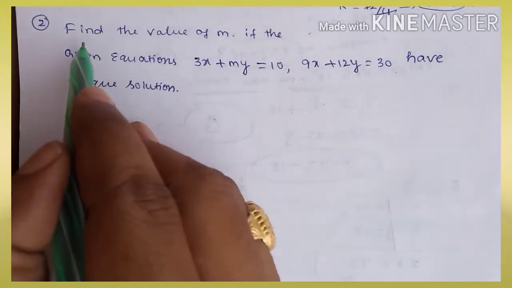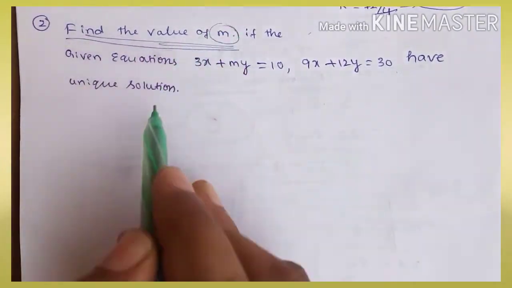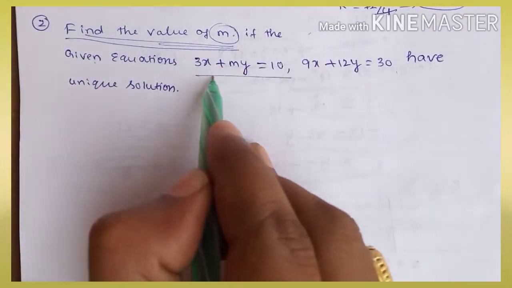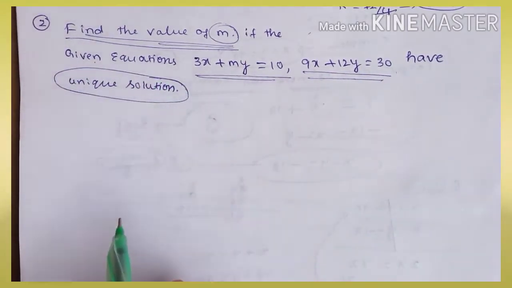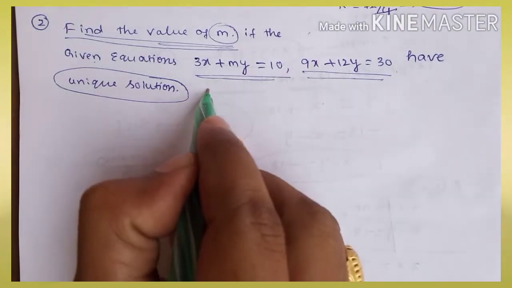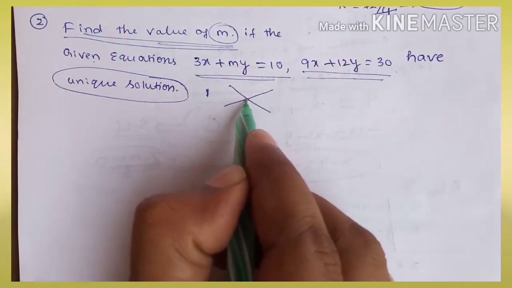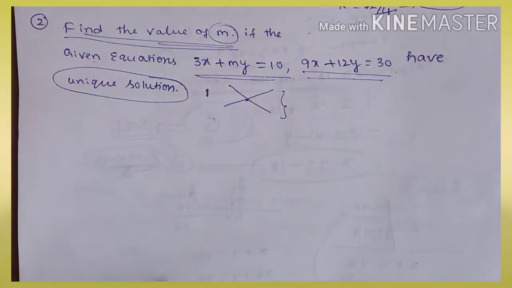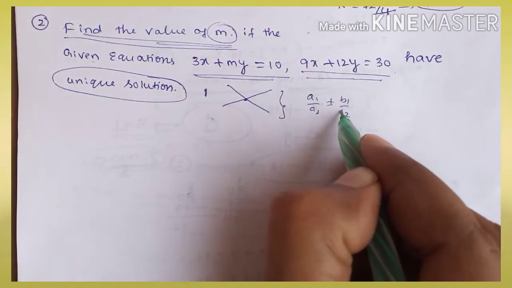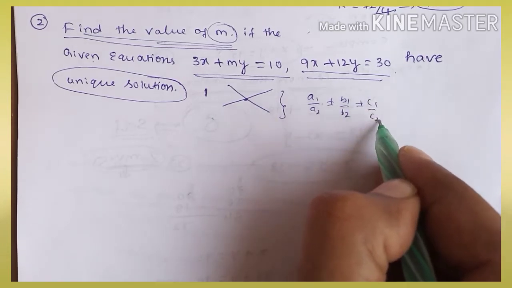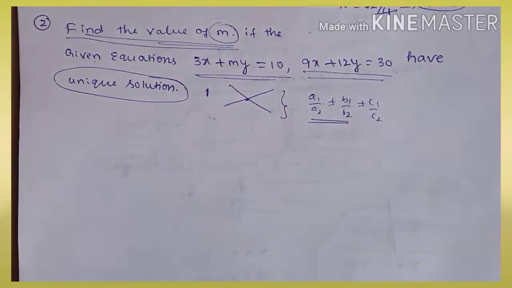Now the problem here: find the value of m for the given equations. This is the first equation and this is the second equation. They have how many solutions? A unique solution, meaning one solution. They will meet at one point, so they are called what type of lines? Intersecting lines. What is the condition for intersecting lines? a1/a2 not equal to b1/b2 is mandatory. The third one, either equal or not equal, no problem, but this is the mandatory condition.